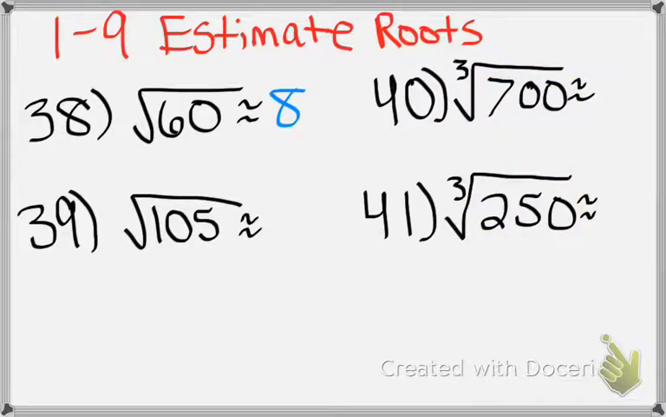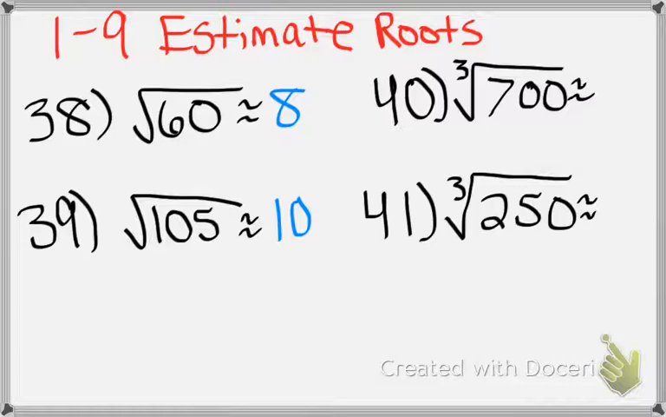60 is really close to 64, and so that means it's going to be closest to 8. And hit pause for 39. 105 is really close to 100, so that means it's going to be a little bit more than 10, but it's going to round to 10. I don't know why I wrote 100, so about 10.